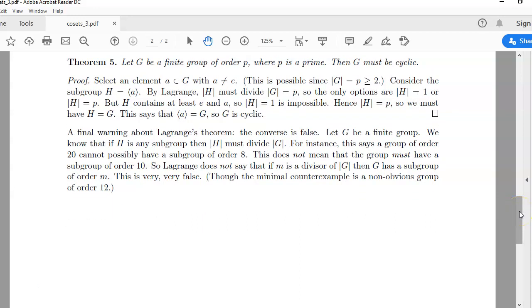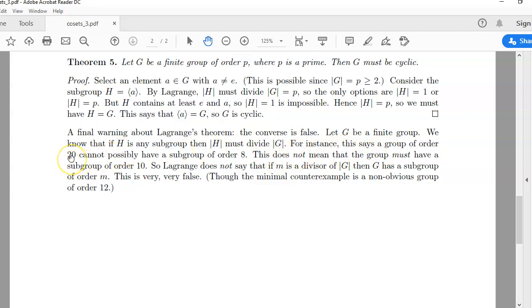So one final word here about Lagrange's theorem before we move on to the next topic. The converse to Lagrange is really, really false, and it's a famous trap for students to incorrectly apply the converse. So here's what I mean. Let G be a finite group. Lagrange says that if H is any subgroup, then the size of H has to divide the size of G. Now, the contrapositive of that says something very strong.